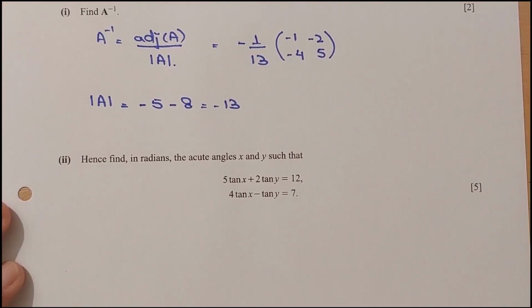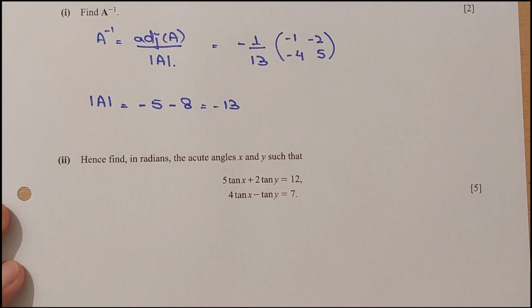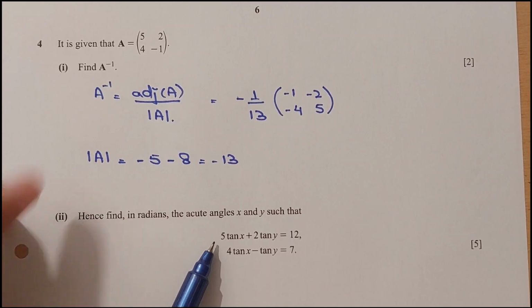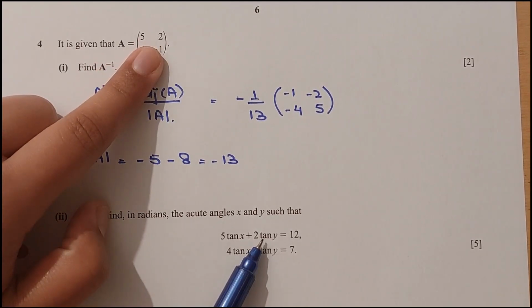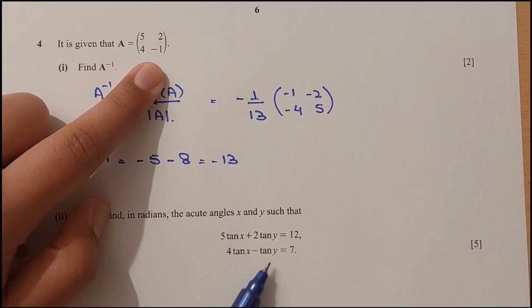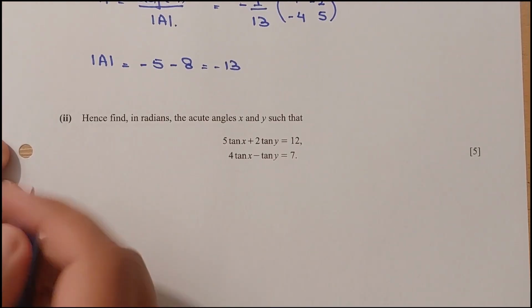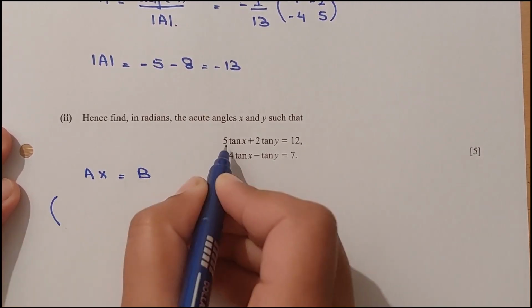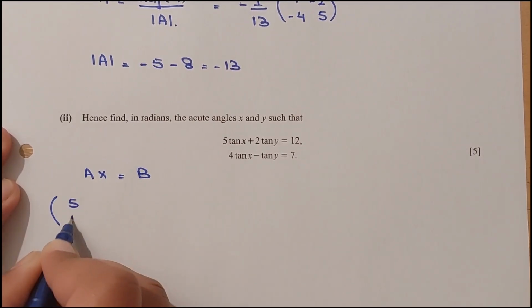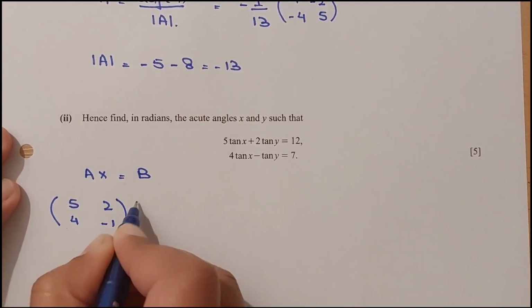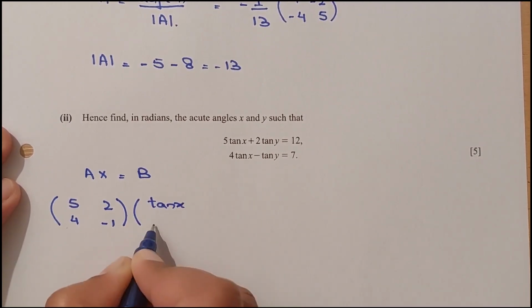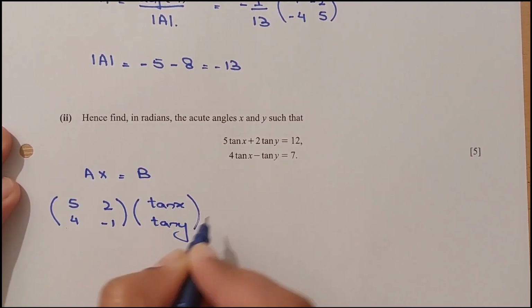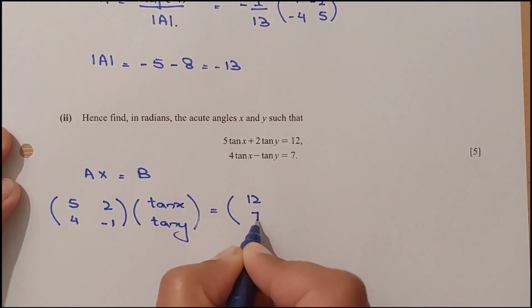Now for the second part: hence find in radians the acute angles x and y such that... If I compare this with the matrix A, we have 5 tan x plus 2 tan y, 4 tan x minus tan y, equals 12 and 7. So this is basically AX equals B. A is the matrix 5, 2, 4, -1. X is tan x and tan y. And this equals B, which is 12 and 7.